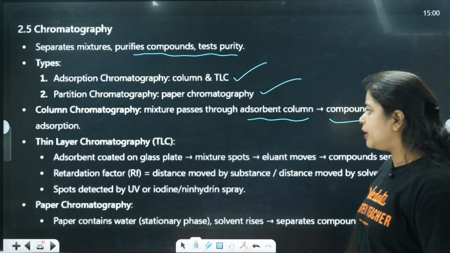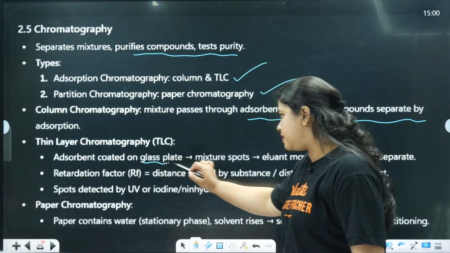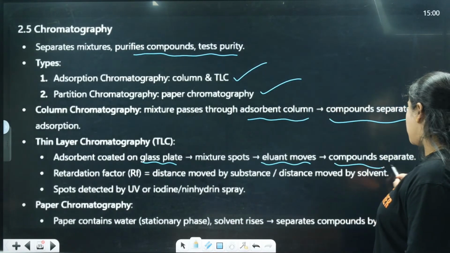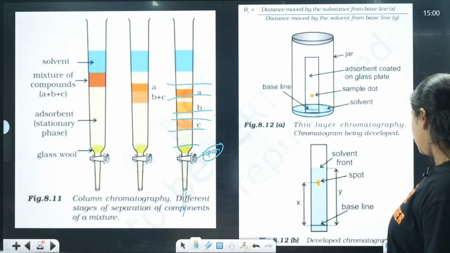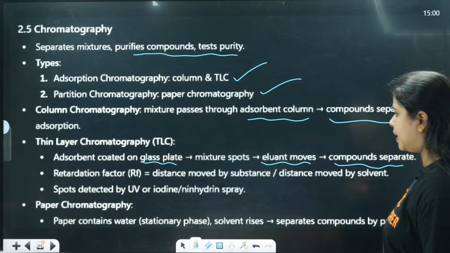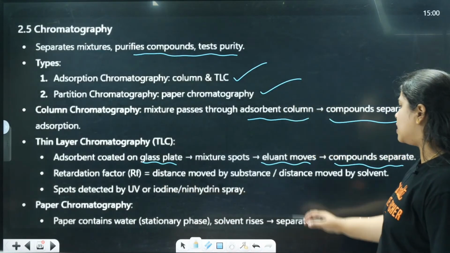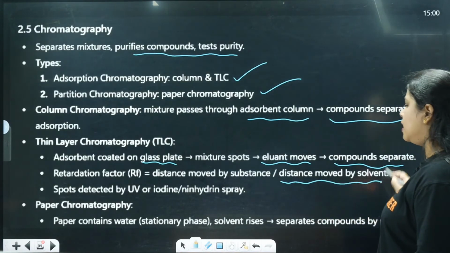Next, thin layer chromatography. Here the adsorbent is coated on the glass plate, the mixture is spotted, and the eluent moves up, and the compounds will start separating. That is going to be the retardation factor, where the distance moved by the substance is divided by the distance moved by the solvent.